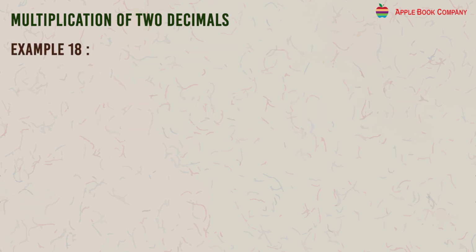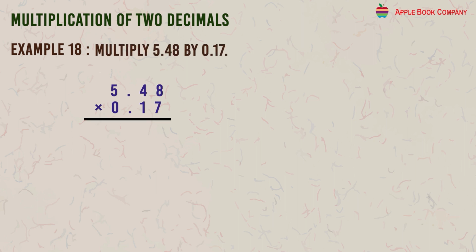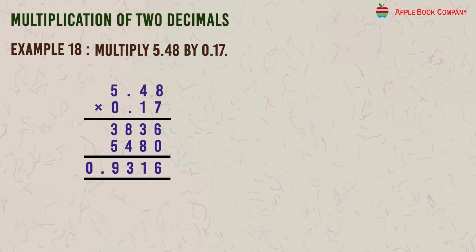Example 18. Multiply 5.48 by 0.17. So 5.48 into 0.17 will give us 3836 plus 5480, which is equal to 0.9316. That is, 2 decimal places plus 2 decimal places is equal to 4 decimal places.